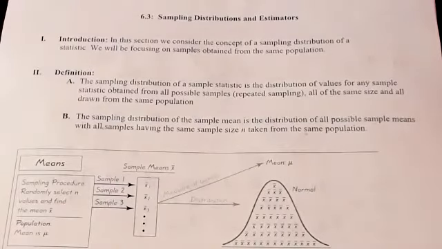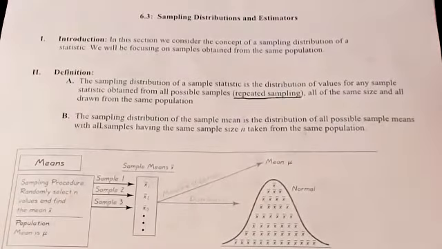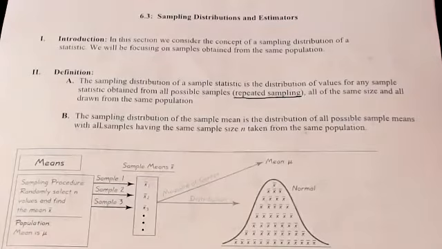Definitions. The sampling distribution of a sample statistic is the distribution of values for any sample statistic obtained from all possible samples. So essentially, this is through repeated sampling and all of the same size and all drawn from the same population. All right. So if your first sample, for instance, had a size of 10 individuals, and your next sample also has to have 10 individuals, and the sample after that, and the sample after that, et cetera. So you want to make sure that they're all the same sample size from the same population so that you can do some comparisons.